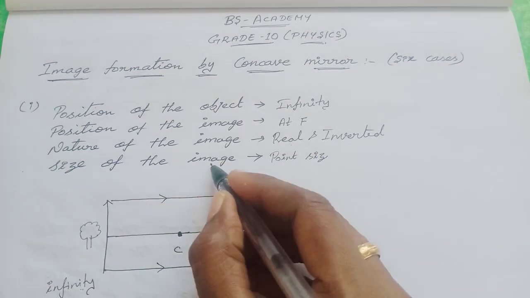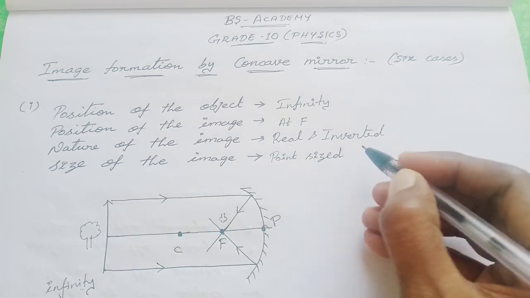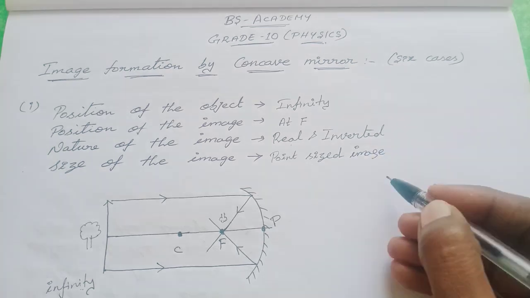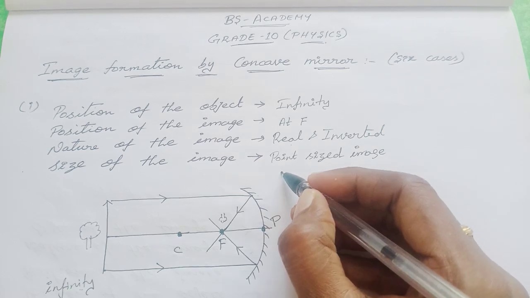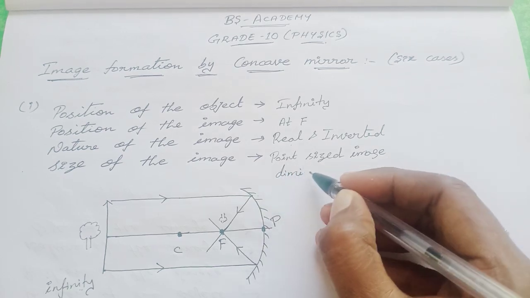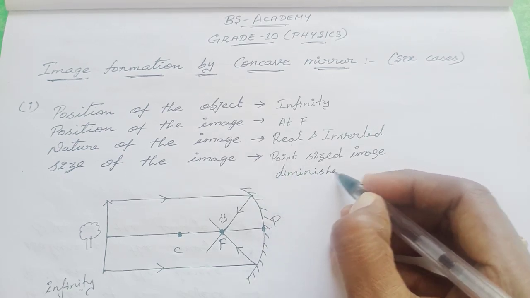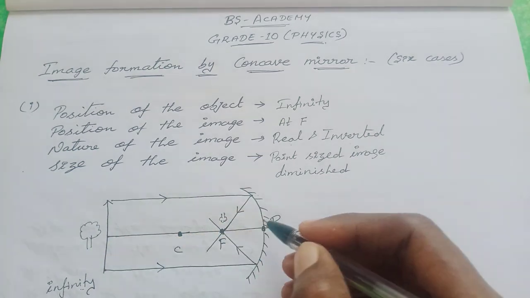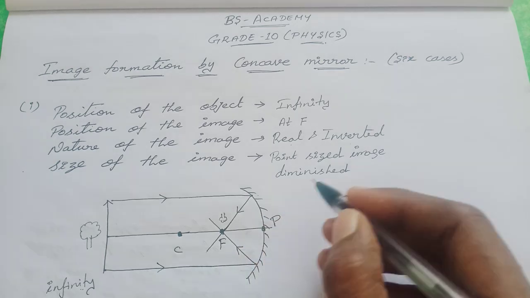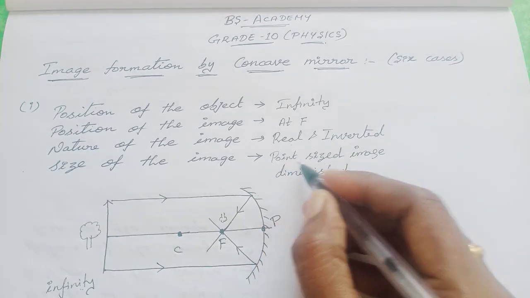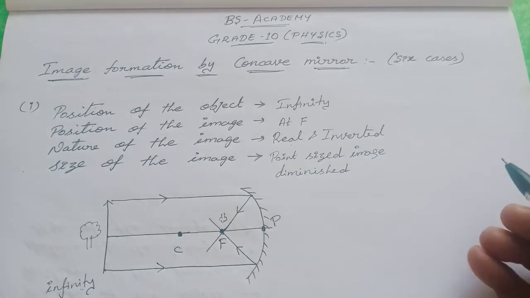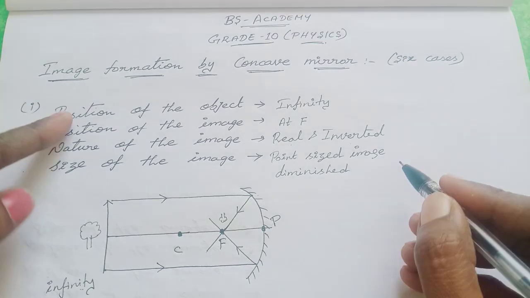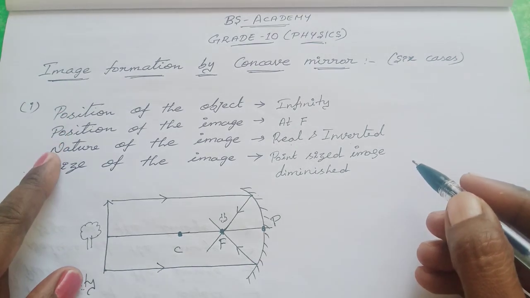So what will be the size of the image? The image will be point-sized, or a diminished image. When compared to the size of the object, the size of the image will be very, very small. Therefore we can call it a point-sized image. Is it clear, students? So this is the first case of the concave mirror. Did you understand?